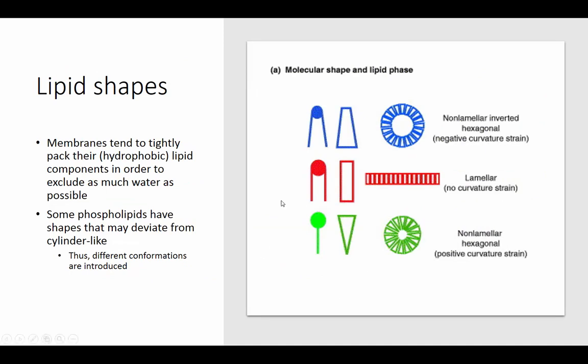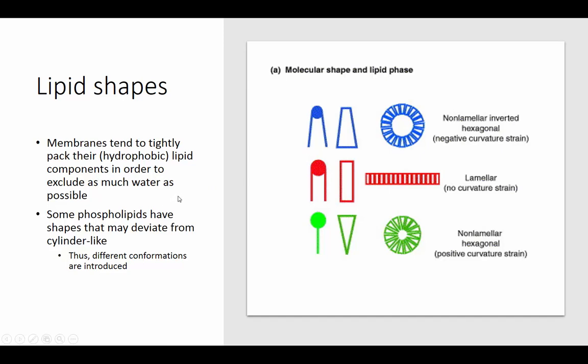The shapes of lipids can play a role as well, and they do play a role in the formation and the shapes of ultimately the membranes that they're in. And so membranes tend to tightly pack their lipid components, and that's to exclude as much water as possible in the hydrophobic region, because we don't want them to be super leaky in our cells. That could cause some real problems.